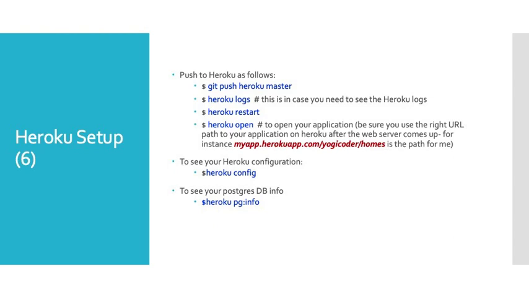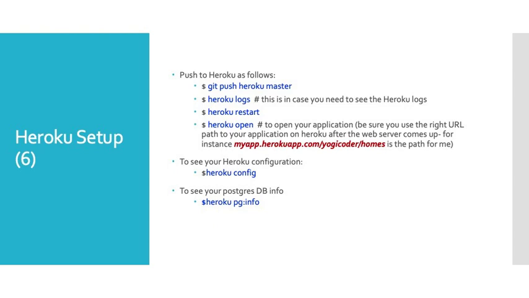So from the command line again, git push heroku master. Here I show you heroku logs, very important in case you have any problems. You can fire off this command and see what's happened in the last few seconds of the application running and maybe why it shut down. heroku restart does just that, restarts the Heroku server, and then heroku open will open your application. Be sure to pass it the right URL.